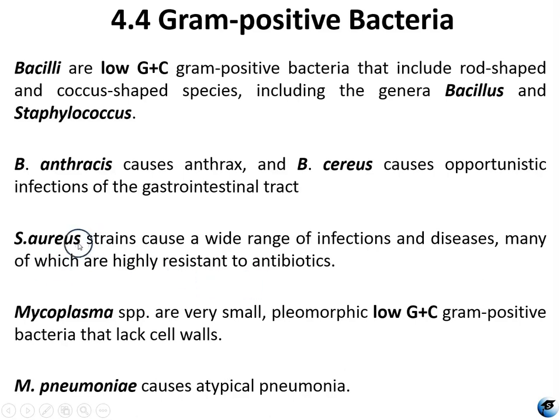Staph aureus causes a wide range of different infections. Staph aureus, in fact, is the number one cause of nosocomial infections, and it lives in the upper respiratory tract as normal flora. There are different strains of Staph aureus, and some of them are highly pathogenic, and some of them are highly resistant to antibiotics as well.